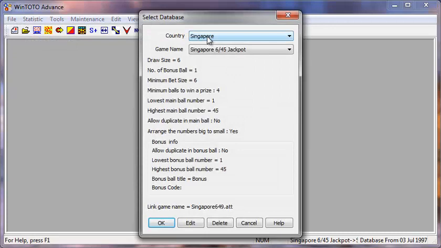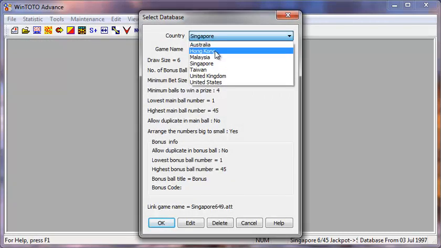Alright, okay. Now let's go on to discussions here. Let's just check with you. Alright, if you have bought the WinToto Advance, you know that in the WinToto Advance itself, we have got Australia, Hong Kong, Malaysia, Singapore, Taiwan, United Kingdom and United States.